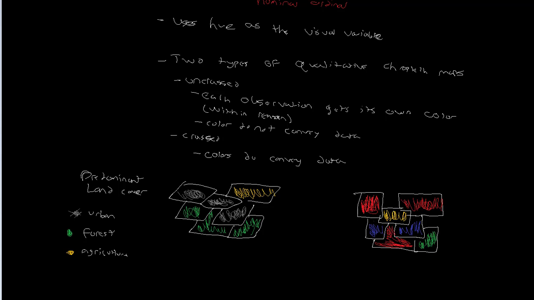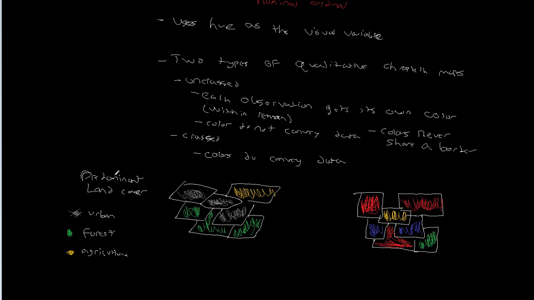So with unclassed, right, colors never border each other. Colors never share a border. Right, that's another thing for unclassed. Observations get their own color within reason. Colors do not convey data, and colors never share a border. Whereas with classed, right, colors do convey data.